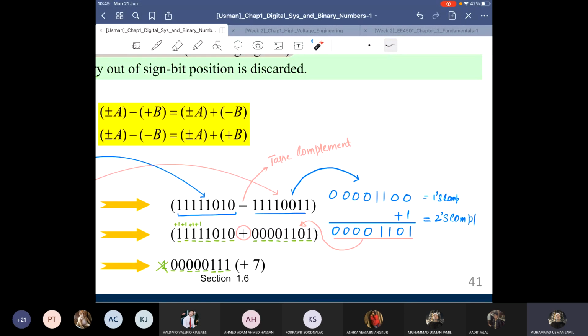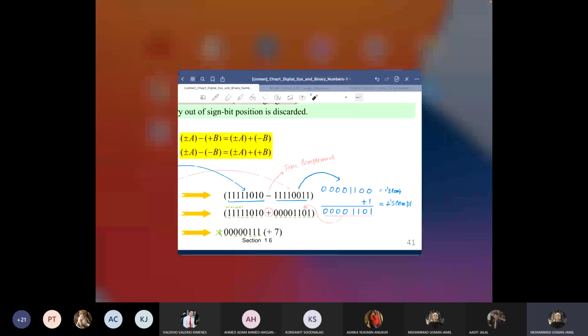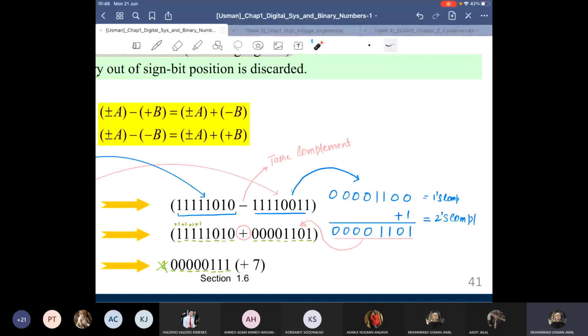If they mention clearly that your number is signed, then you have to be careful about the last bit. If the last bit is 0, it means positive. If the last bit is 1, it means negative. Okay, so this is for your signed binary numbers.